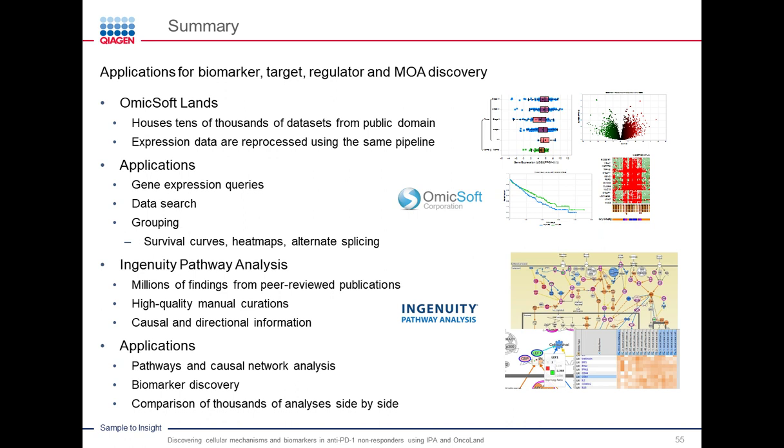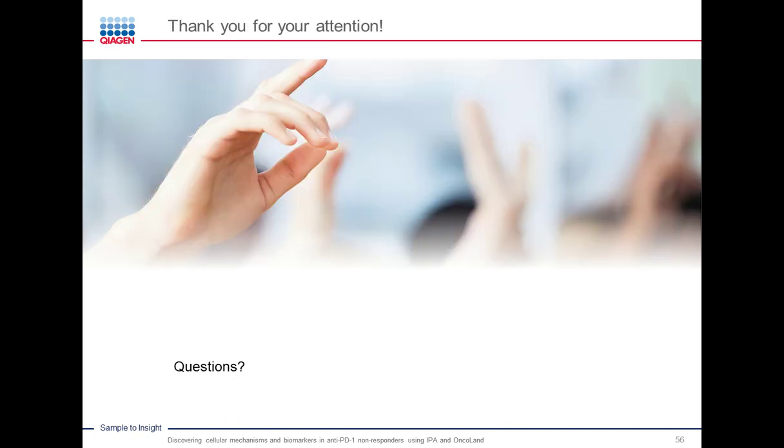So I already mentioned discoveries with the Oncoland database. Now for the Ingenuity database, we did discovery in terms of looking into the mechanism of action, we looked at biomarkers, and we also compared our analysis with public analysis. So using these 2 databases and software in combination, you can actually do a variety of discoveries. And I have only outlined some of them in my presentation today.